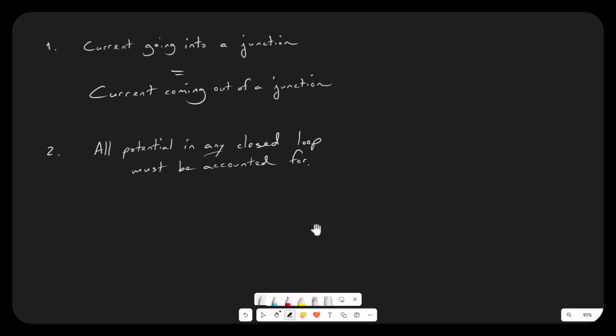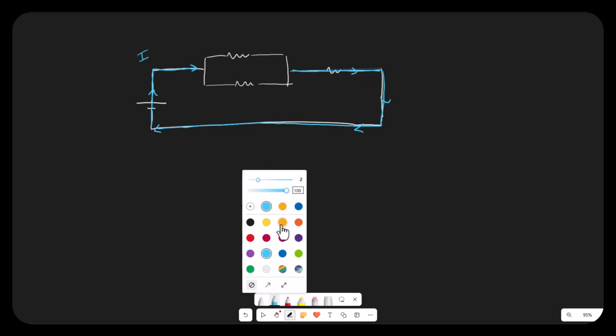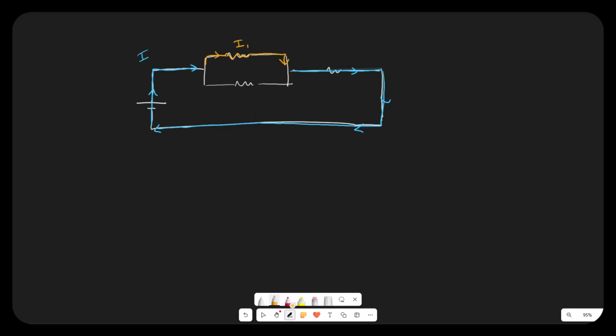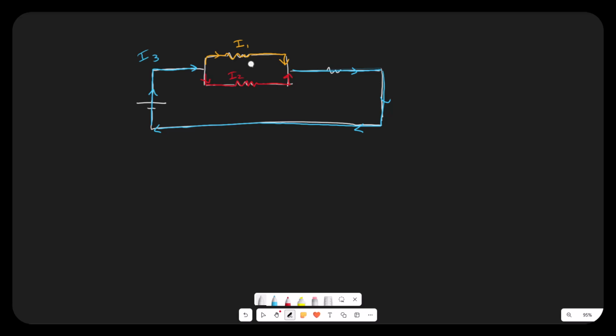So what this looks like in practice is this. If I've got a battery, this battery has some amount of current, and that same amount of current is what goes through that first resistor. And then the current splits. We've got some current that goes up, call that one I1. We've got some current that goes down, call that one I2, and this other one we'll call I3, with these being resistors 1, 2, and 3.